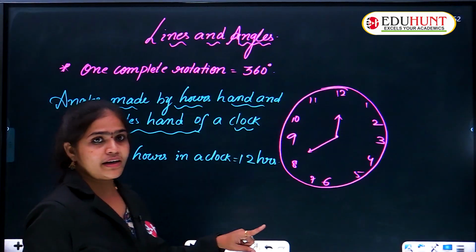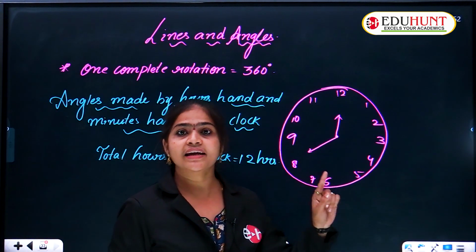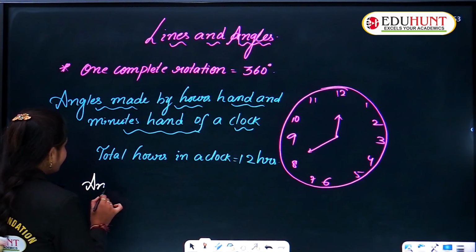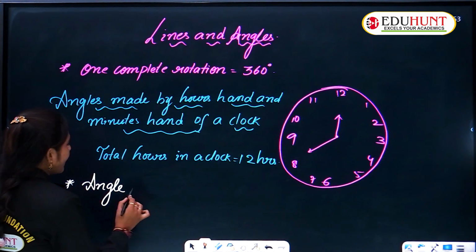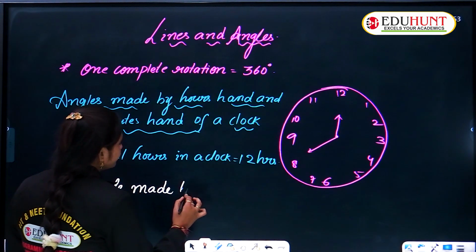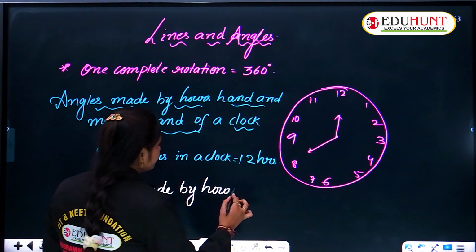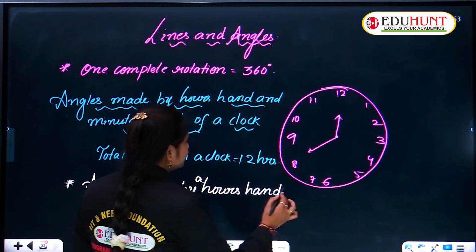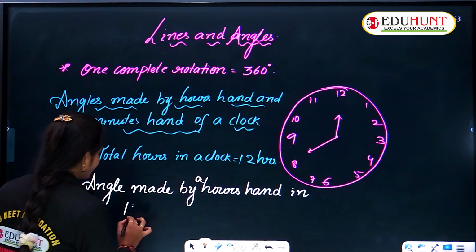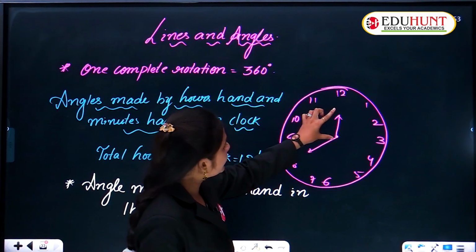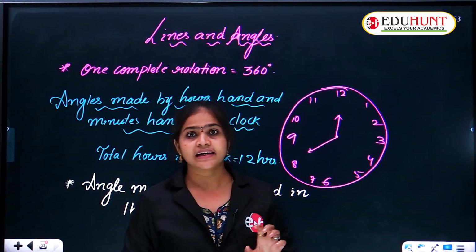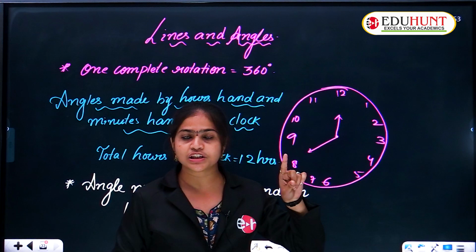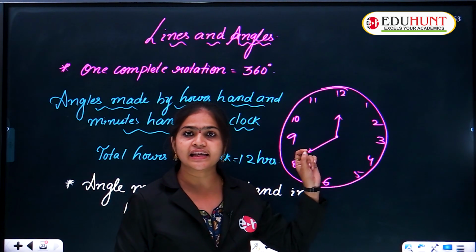In 1 hour, how much angle is made by the hour hand? The first point, listen carefully: the angle made by the hour hand in 1 hour. In 1 hour, how much angle does it turn? Understood? Not for one complete rotation, but to complete 1 hour, how much angle does it take?